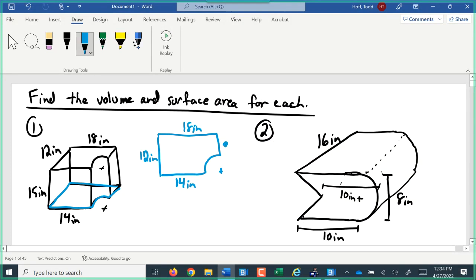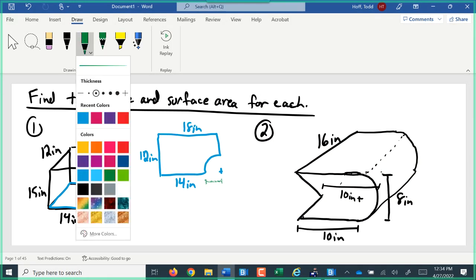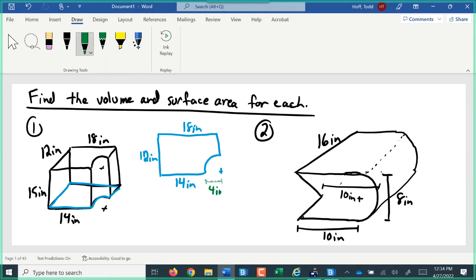What does that make this one here? 8. So yeah, this has to be 4 inches because the 18 minus the 4 is 14. So that means that becomes the radius of the circle. This also has to be 4 inches. And that is 8 inches there. So in total, that would be 8 inches.